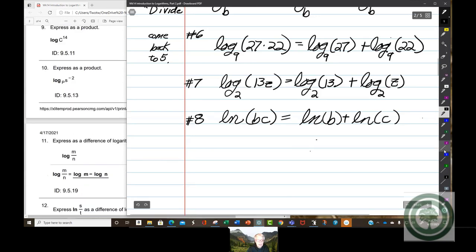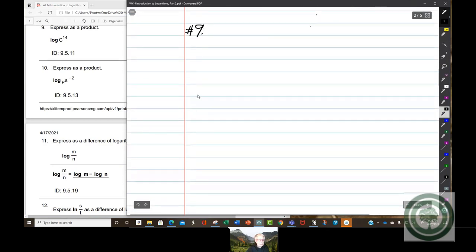All right, now we're switching to the product rule, power rule. Number 9. Log of C to the 14, which I would normally put parentheses around. What is the base? It's 10. It's not particularly important here. You take 14, bring it down in front. 14 times the log of C. That's it. That's the power rule.